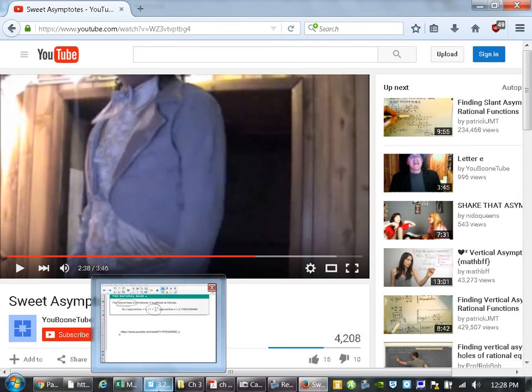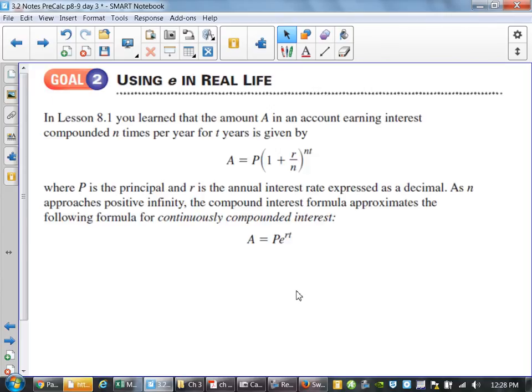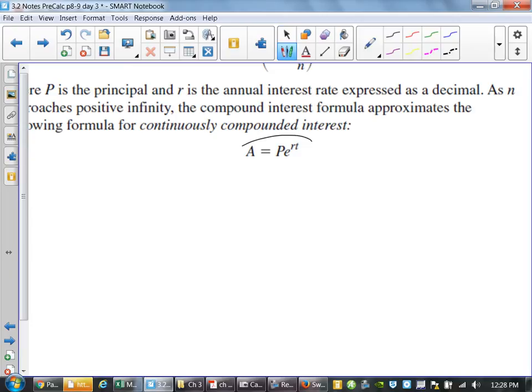I'm done. Anyway, so that's where you get the E value as stuff is approaching, as N gets infinitely large. That's why when we say things are compounding continuously, that's the PERT formula. So if things compound semi-annually, quarterly, monthly, this is when they compound continuously. When you have a problem that has interest compounding continuously, it's the PERT formula.